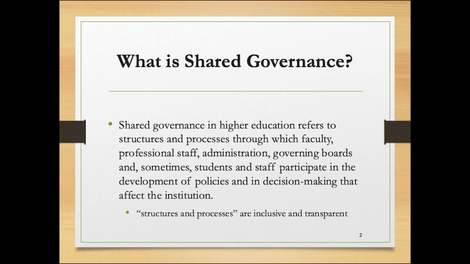So the first basic question is, what is shared governance? And the best place to get the definition is actually from the AAUP's definitions. So I would refer you to the AAUP. They have a statement on shared governance from 1966. But when they're talking about shared governance, as you can see, they're talking about structures and processes, and I would emphasize the structures and processes part. And it's faculty and professional staff and administration and governing boards, and depending on the institution, students and staff participating in the development of policies and decision-making that affect the institution.